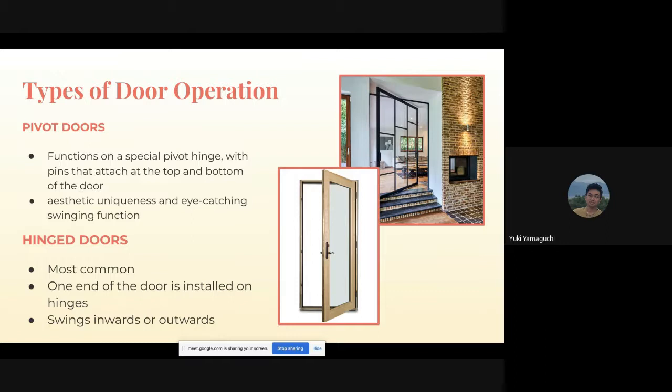Lastly, we have the hinge doors, which is the most common. One end of the door is installed on hinges. It swings inwards or outwards.